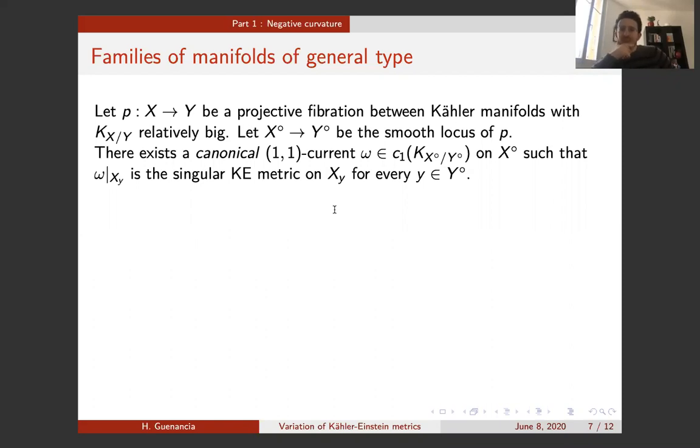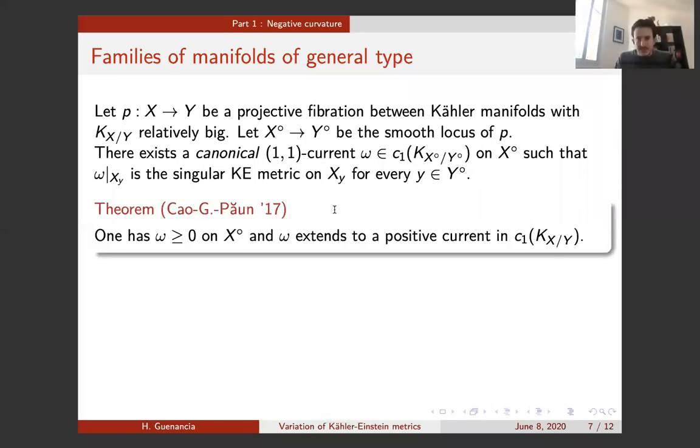And I can do the same thing as I did earlier with that relative Kähler-Einstein metric. I glue all of the, so this time singular Kähler-Einstein metrics that are defined on X sub y for general y. And I can glue them to a global (1,1) current that will live on the smooth locus X naught, by solving the same type of equation. There's a canonical guy there that somehow patches up all of my fiberwise singular Kähler-Einstein metrics.